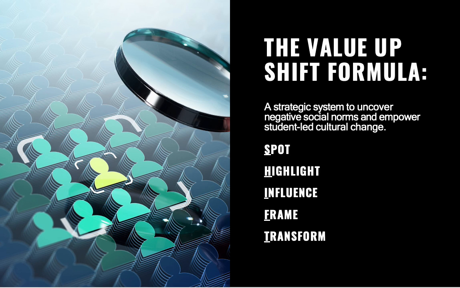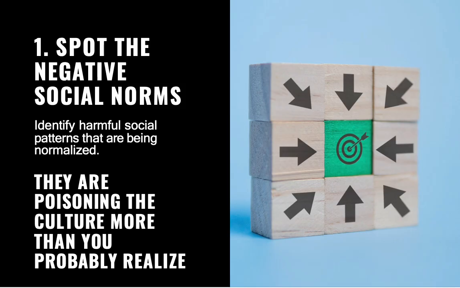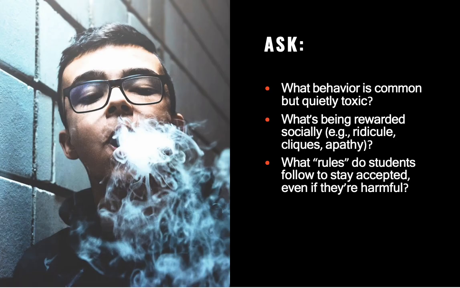The Value Up Shift formula: a strategic system to uncover negative social norms and empower student-led cultural change. It's spot, highlight, influence, frame, and transform. Number 1, spot the negative social norms. Identify harmful social patterns that are being normalized. They are poisoning the culture more than you probably realize. You've got to ask these questions.